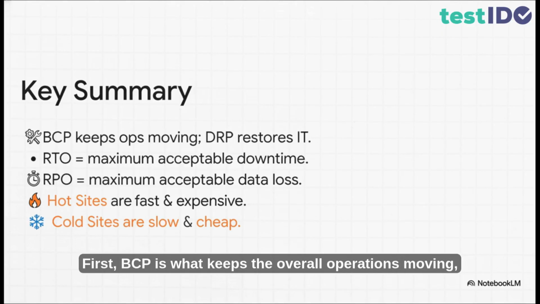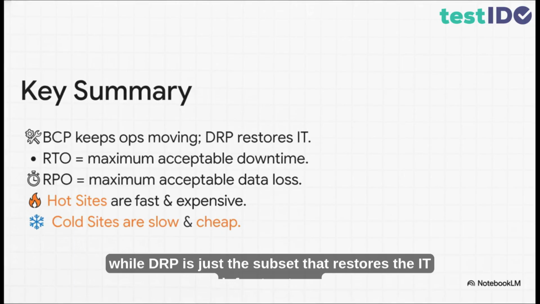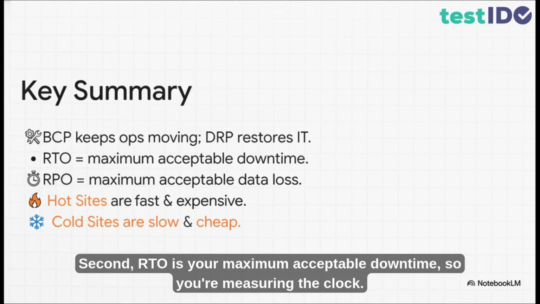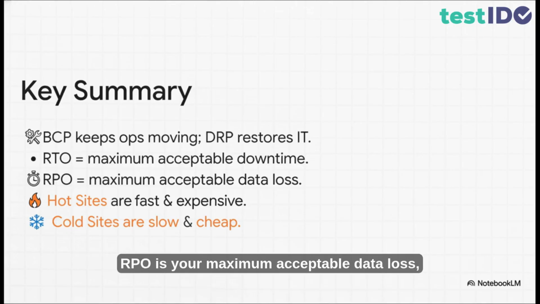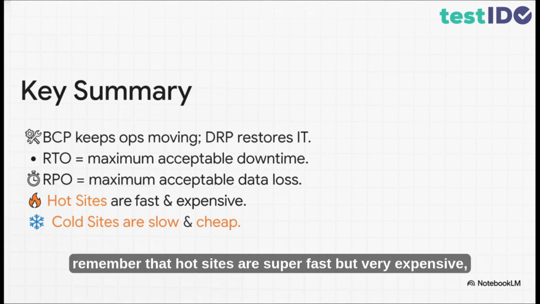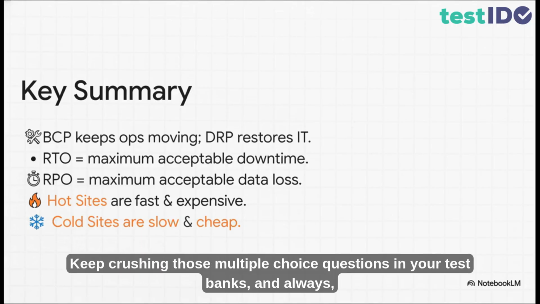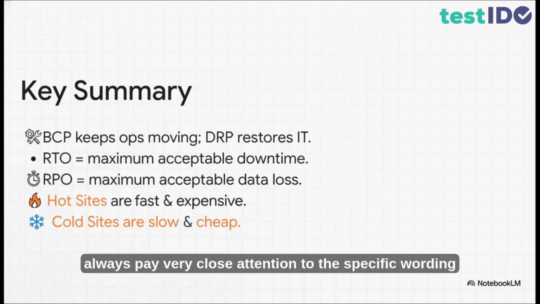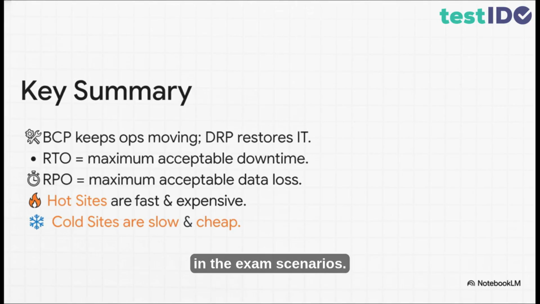First, BCP is what keeps the overall operations moving, while DRP is just the subset that restores the IT infrastructure. Second, RTO is your maximum acceptable downtime, so you're measuring the clock. RPO is your maximum acceptable data loss, meaning you're measuring the age of your data. And finally, for your alternate sites, remember that hot sites are super fast but very expensive, while cold sites are incredibly slow but nice and cheap. Keep crushing those multiple choice questions in your test banks, and always pay very close attention to the specific wording in the exam scenarios.